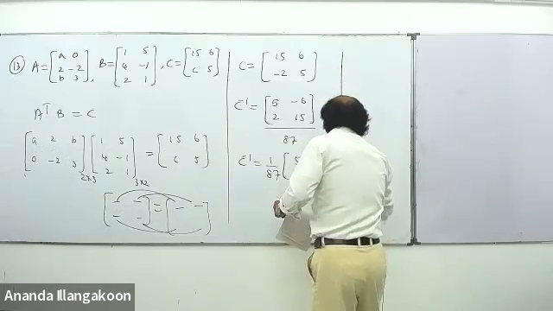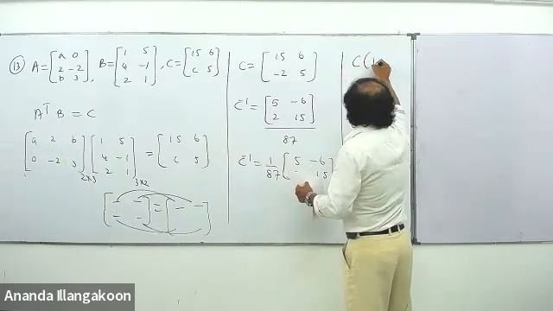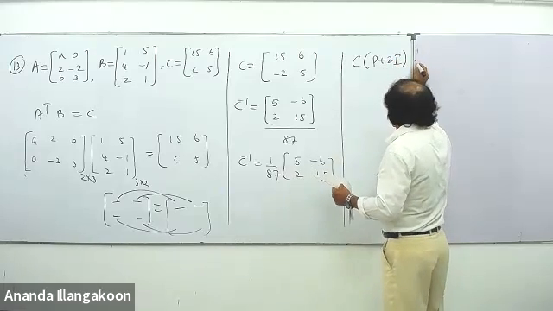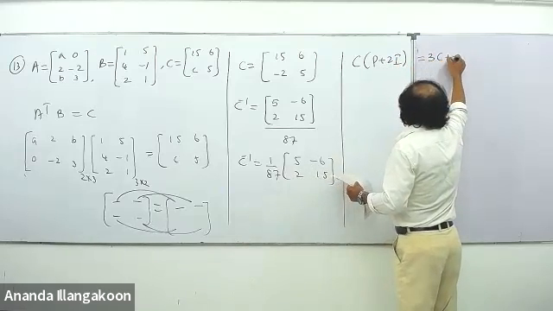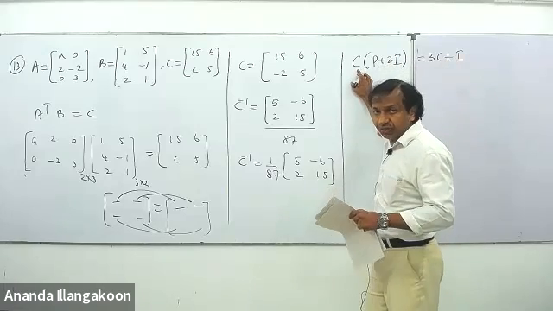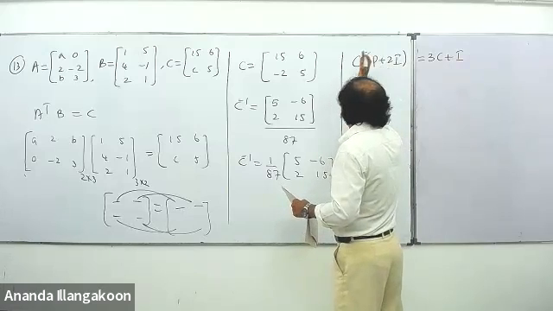We are given C times P plus 2y is equal to 3C plus I. We are asked to find this P, so we have to eliminate this C. Multiply by C inverse, writing the C inverse on the left.